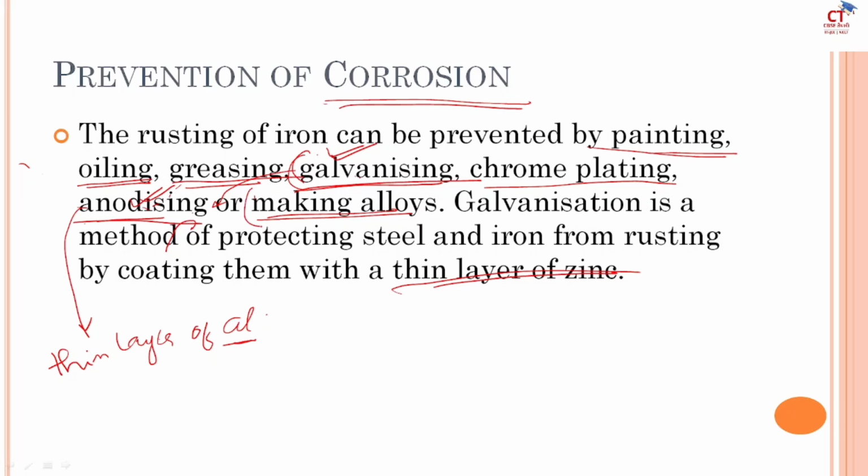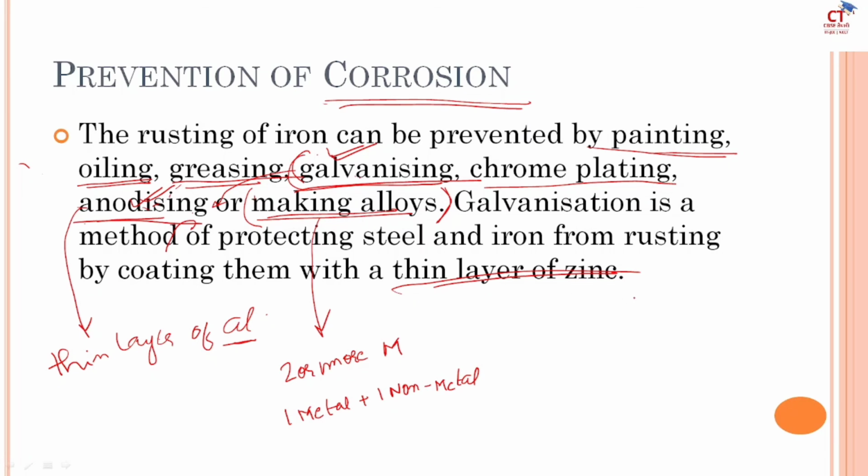Similarly, we can also prevent corrosion by making an alloy. What is an alloy? An alloy is a homogeneous mixture of two or more metals, or a metal and a non-metal. It is a mixture of two or more metals, or one metal plus one non-metal. This is what is known as an alloy.